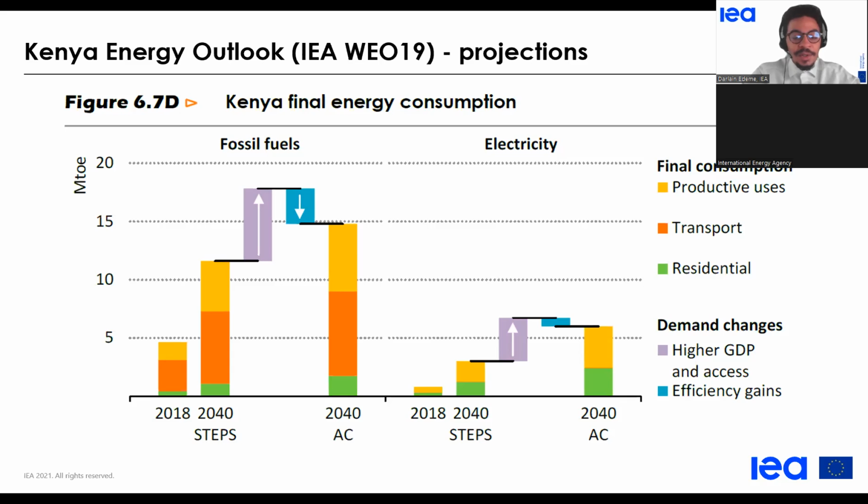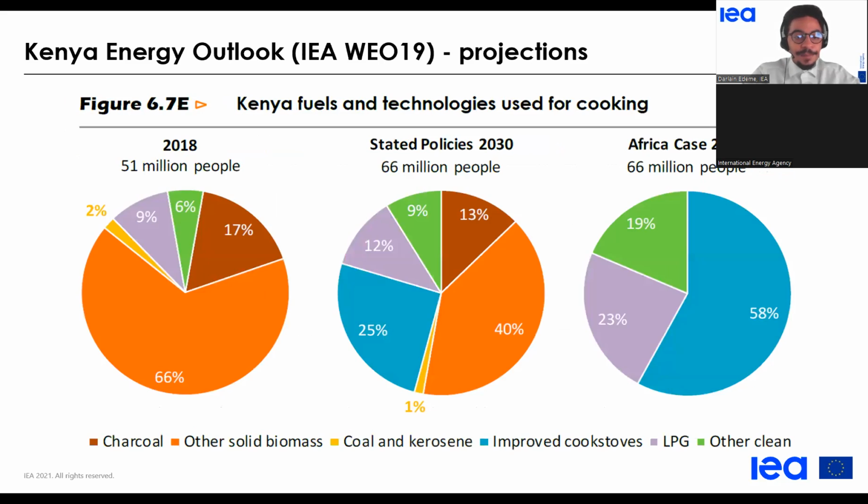And for the residential sector, you can see that we expect final energy consumption in the residential sector, the green bar, to be mostly met by electricity, but also a bit by fossil fuels, which can be, for example, LPG for cooking or diesel for backup generators.